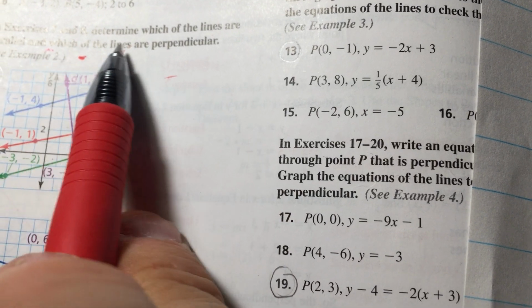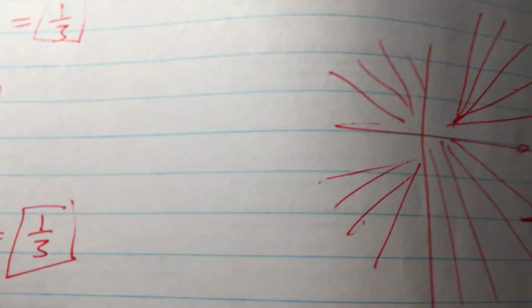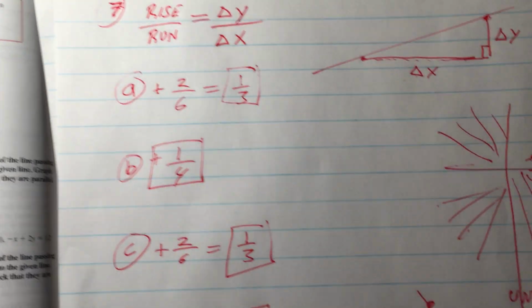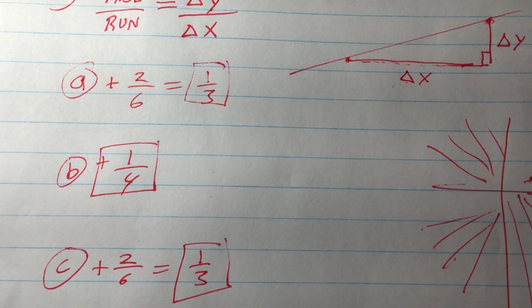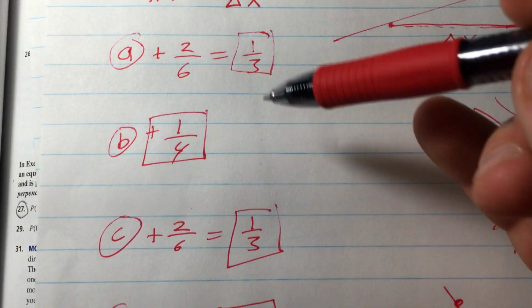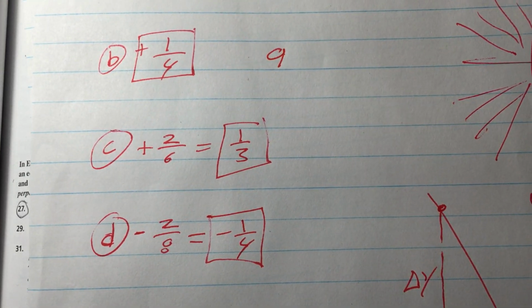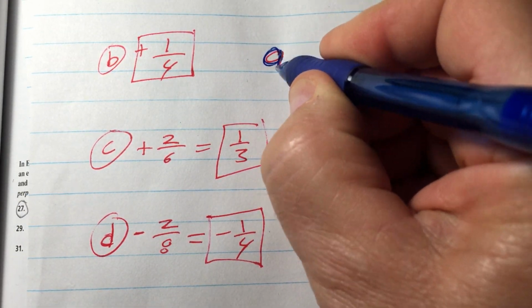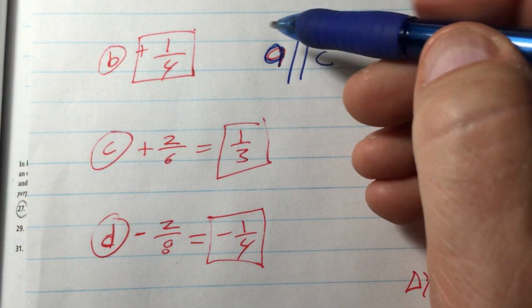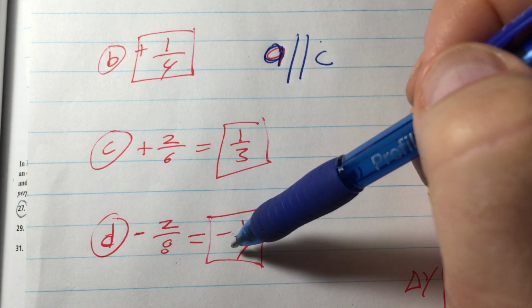Determine which lines are parallel and which are perpendicular. Well, do any of these have the same slope? I can zoom back out here again. Hopefully get rid of this earthquake moving a little bit. Okay, do any of these have the same slope? Yes, this one and this one. So line A is parallel to line C. Are these the same? No, they're not the same. One's positive, one's negative.